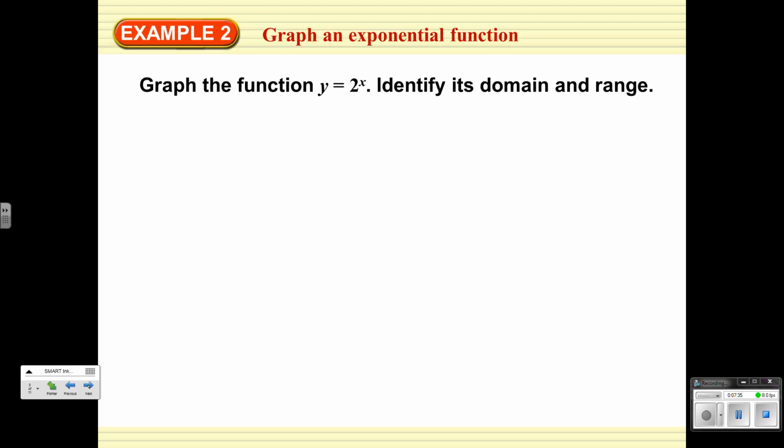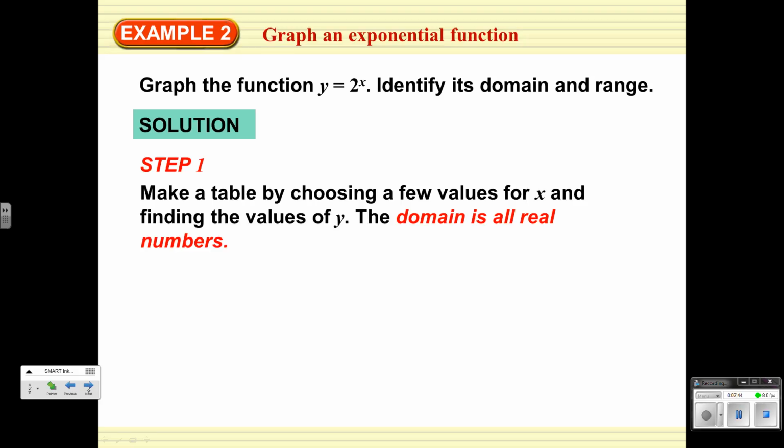Okay, example 2. Graph the function y equals 2 to the x power. Identify its domain and range. Well, obviously, we're going to be making a table with some values. Choose a few values for x. Keep it simple. And the domain is all real numbers. Remember, the domain are your x values. What values make sense for x in this case? Well, any number could be x. We don't have any restrictions, so all real numbers.